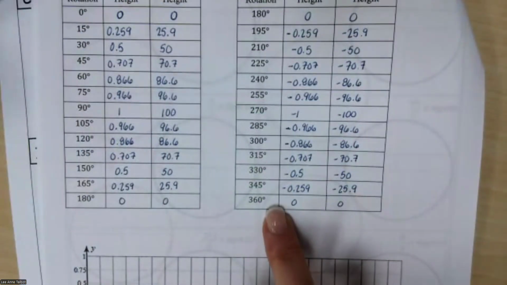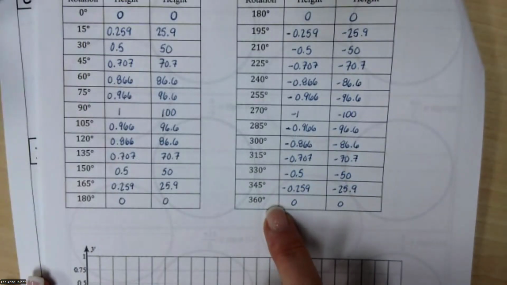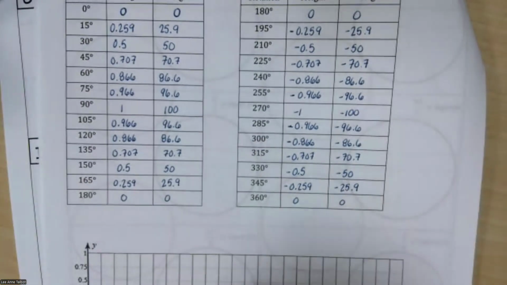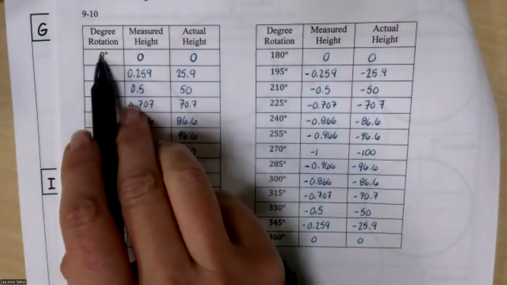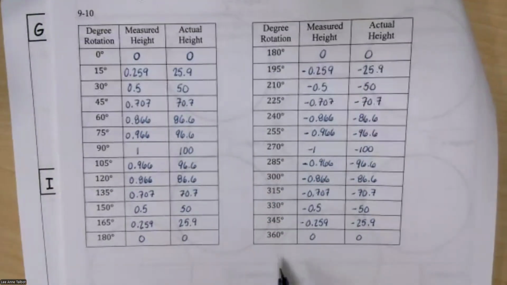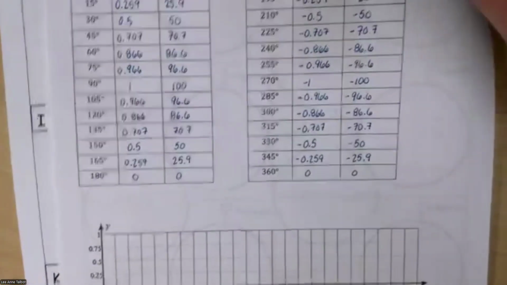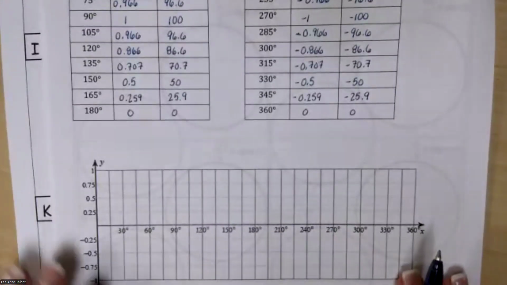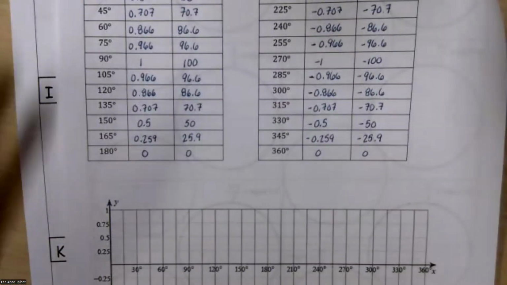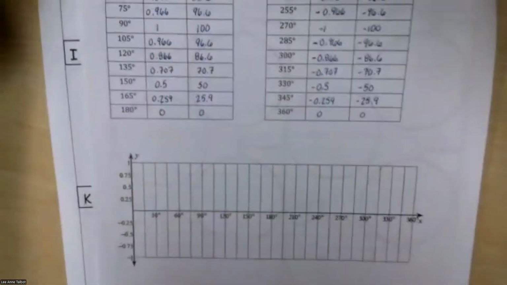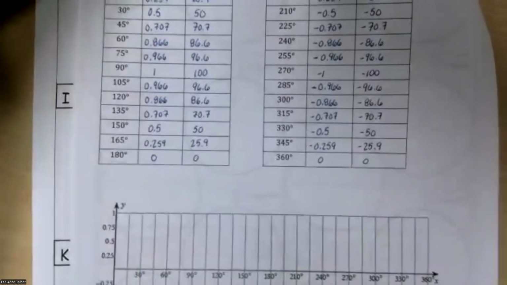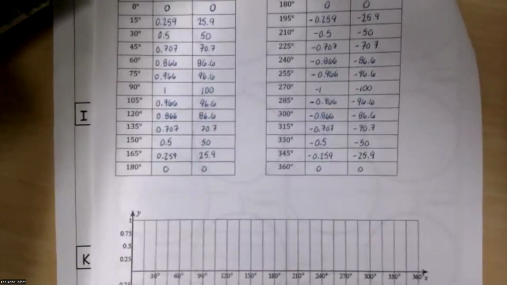And if I kept going, I could go 375, 390. It would just keep going around in the same circle. It would just be repeating this table all over again. Okay, so what we're going to do now is do our best to graph these coordinates down here. And you're going to see how this has to do with the waves.